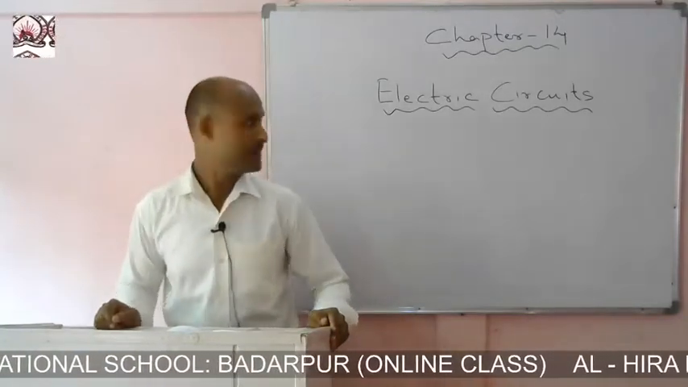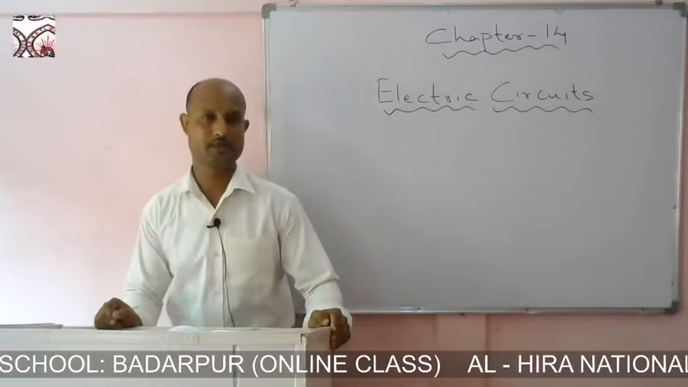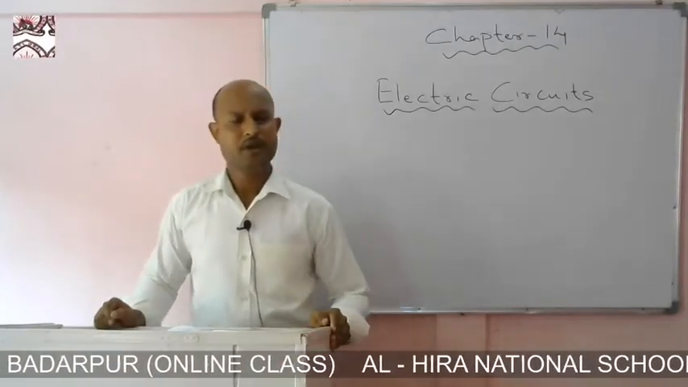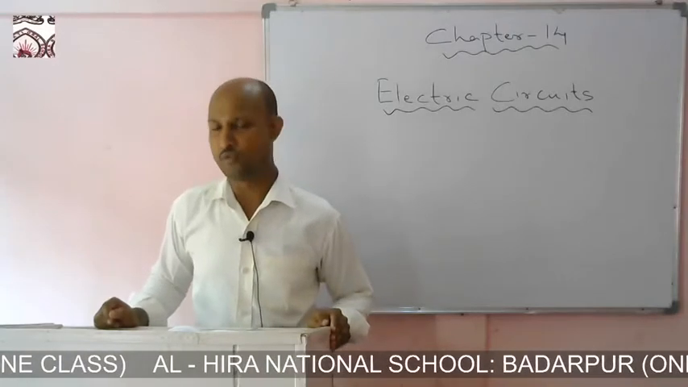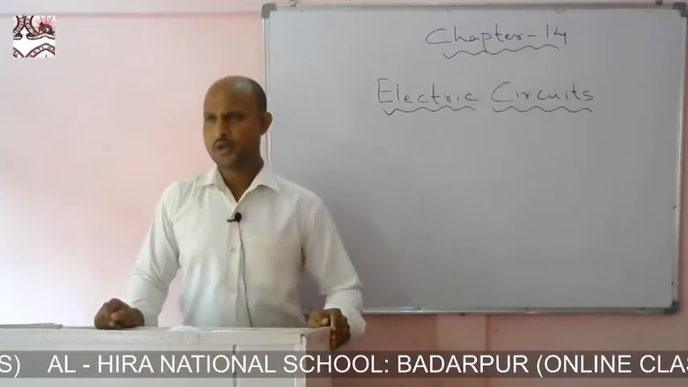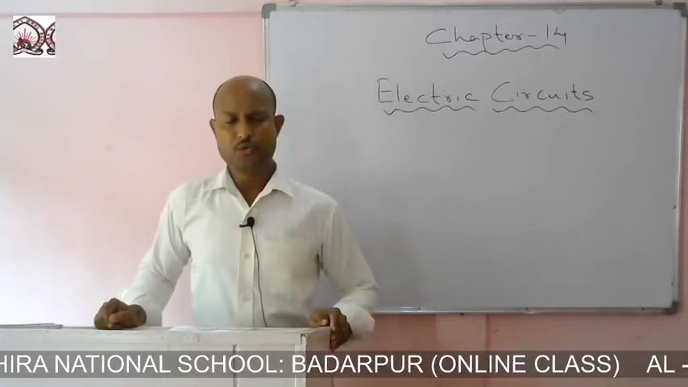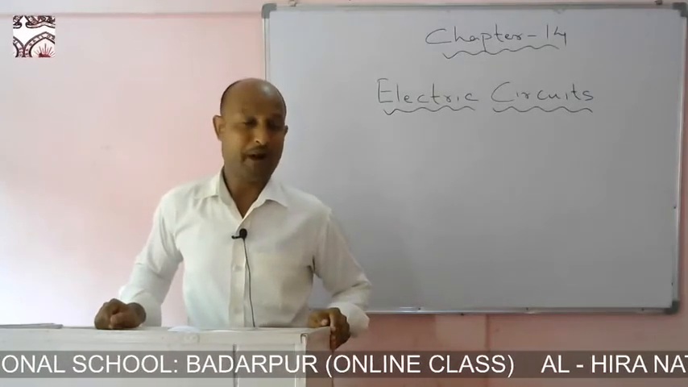Today I am going to discuss chapter 14, electric circuits. Students, an electric circuit is a path through which electric current flows. We know that to let electric current flow, a path is required.